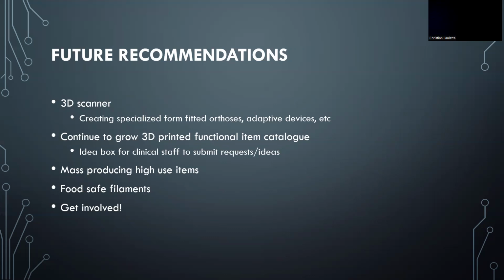So right now we can definitely make orthosis, and we have, but it's limited by the fact that it's just based on our clinical judgment and the patient size and fit for the patient. So a 3D scanner is something that we would hopefully look into obtaining in the future to further along the use of the 3D printer. And then generally just continuing to grow the functional item catalog that we have.